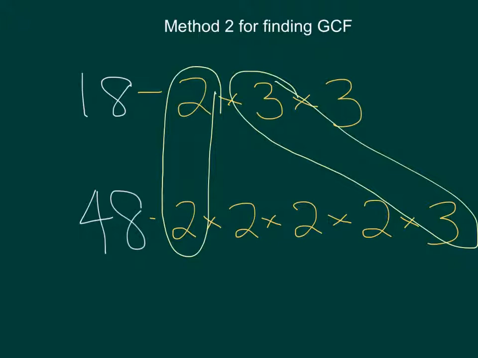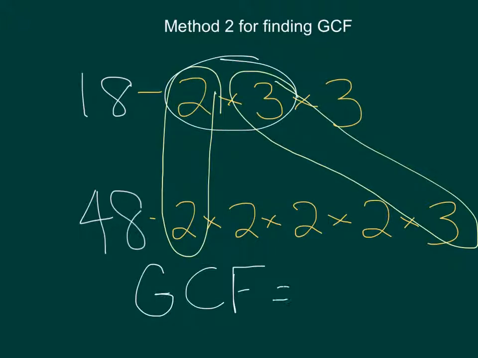So 18 has one 2, which it has in common with one of the 2's from 48, and it has two 3's, but the only thing it has in common with 48 is one 3. So now you multiply those together. So 2 times 3 gets you your greatest common factor of 6.